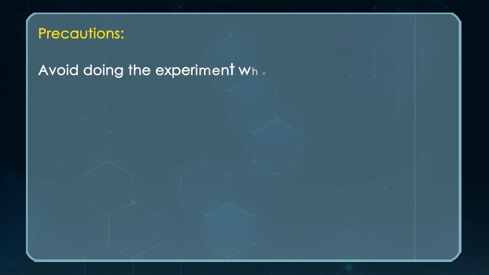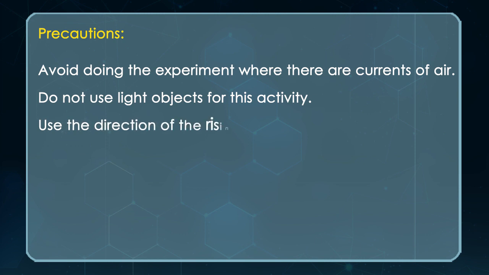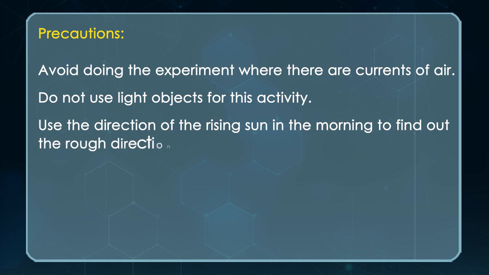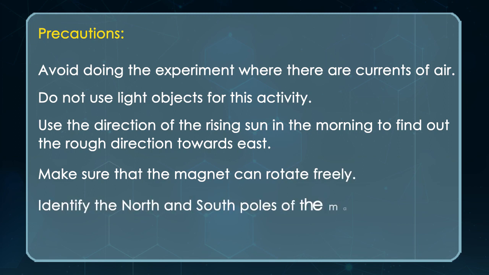Precautions. Avoid doing the experiment where there are currents of air. Do not use light objects for this activity. Use the direction of the rising sun in the morning to find out the rough direction towards east. Make sure that the magnet can rotate freely. Identify the north and south poles of the magnet before conducting the experiment.